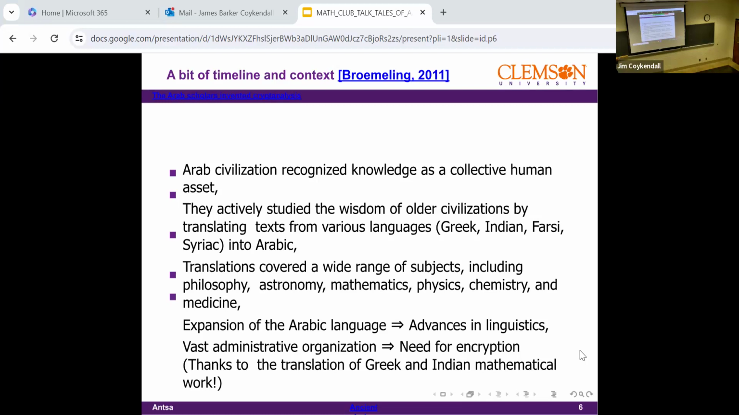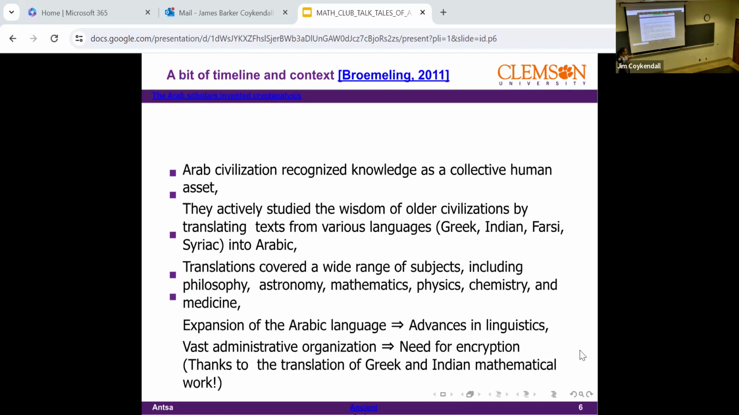Also, since they wanted to extend their civilization, they needed to expand their language. They made very big advances in linguistics: how the language works, how many letters are used, and how all of those words are used. They also had a very big territory, and for that, they needed to have secure communication.